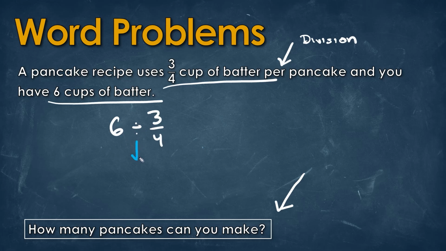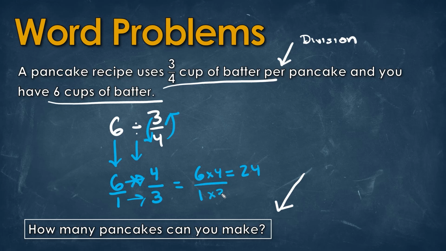Again, we need to change this to multiplication. So we drop down our 6. That always stays the same, but we're going to have to flip the fraction. So we'll put 4 at the top and 3 at the bottom. We can add a 1 under the whole number 6 and multiply straight across. This is going to give us 4 times 6, which is equal to 24. And then we have 1 times 3, which is equal to 3. If we were to divide this, we know that 3 would go into 24 8 times. 8 times 3 is 24, so we would subtract. We have 0. So our answer would be 8.